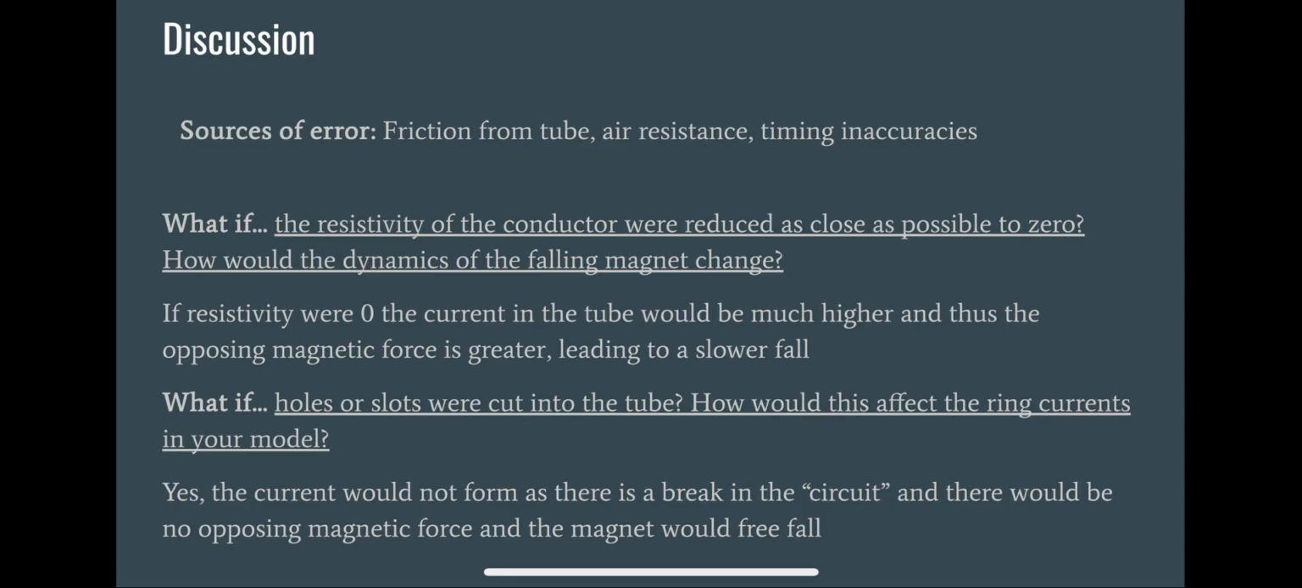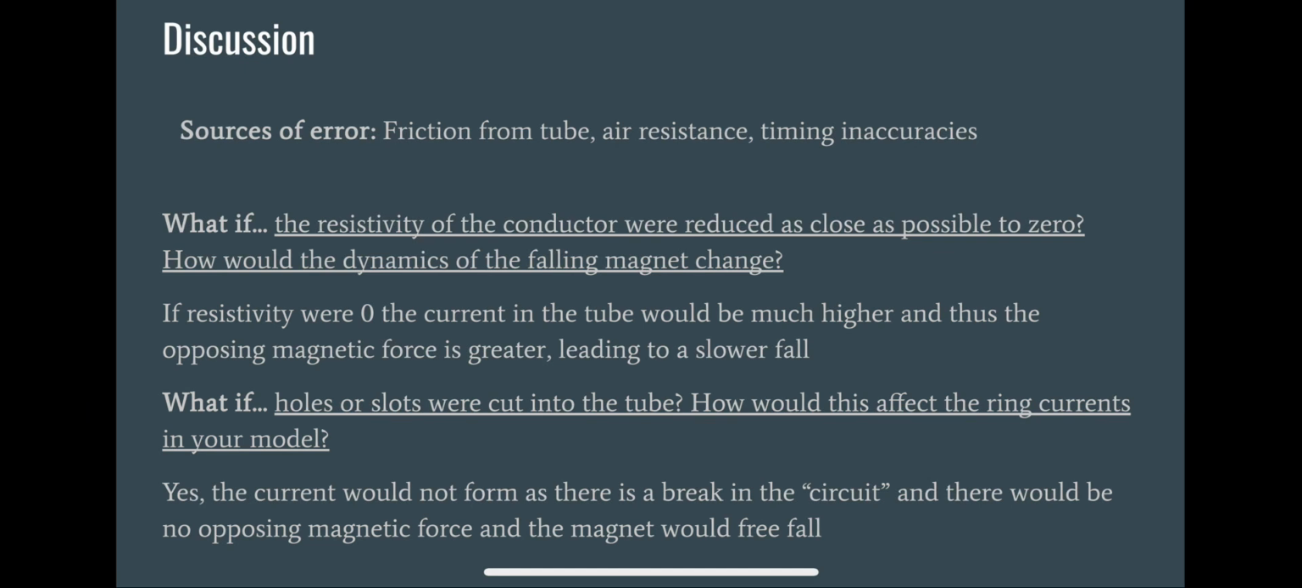If the resistivity of the conductor was reduced to 0, how would the dynamics of the falling magnet change? If the resistivity were 0, the tube acts like a circuit, so its current would be much higher, which means the opposing magnetic force would be greater, so it would be a slower fall.